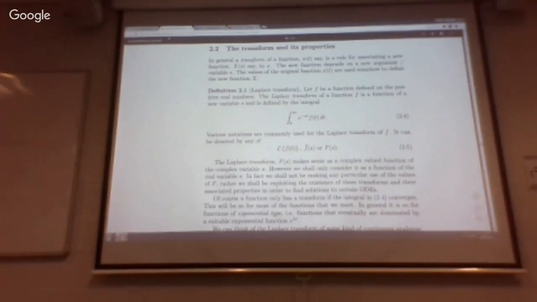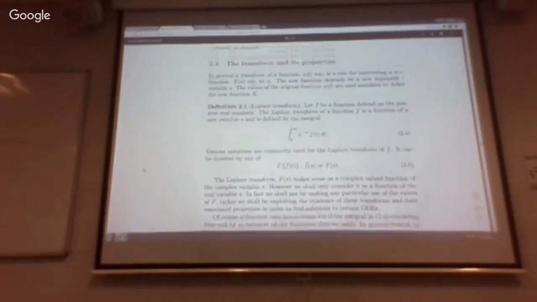So we started chapter two on the Laplace transform last time. Remember, our main focus here is learning about a tool that can help you solve certain kinds of differential equations.